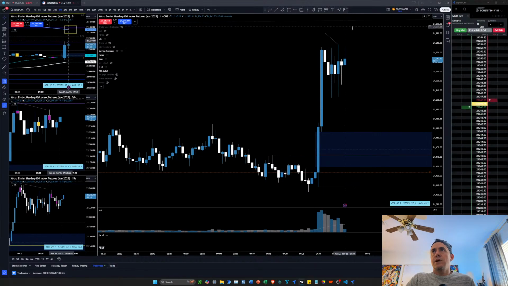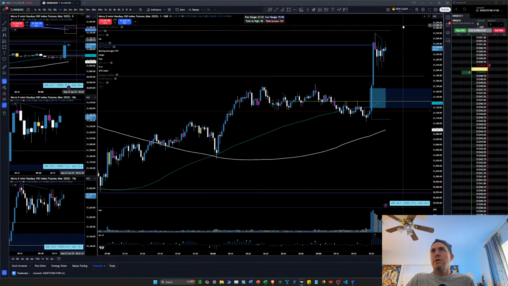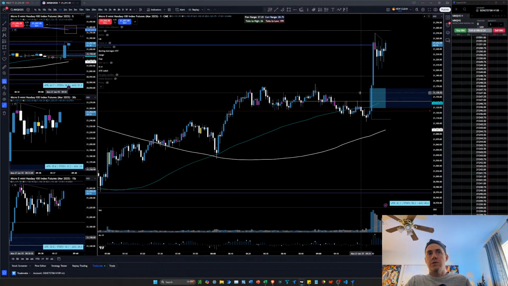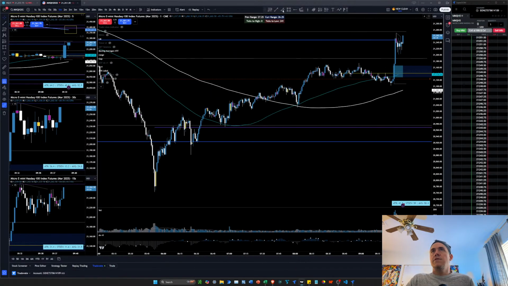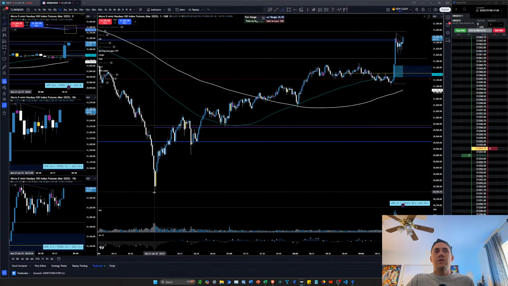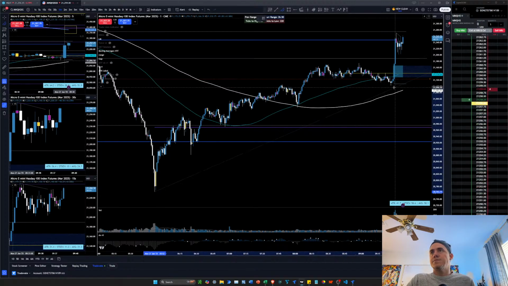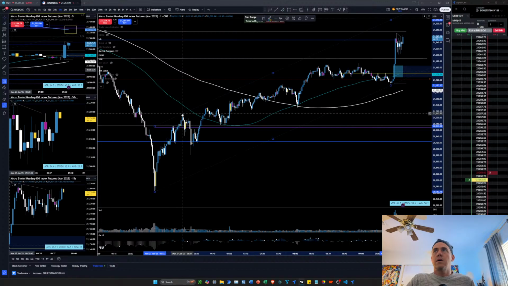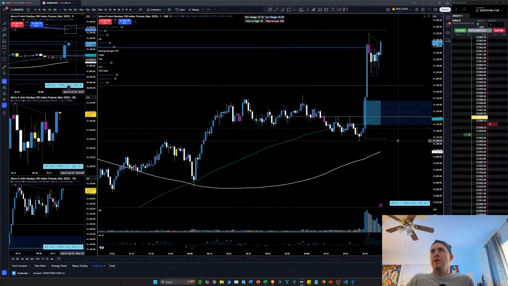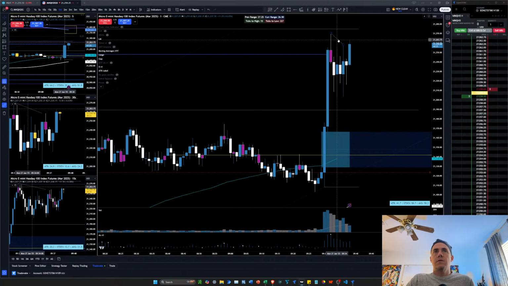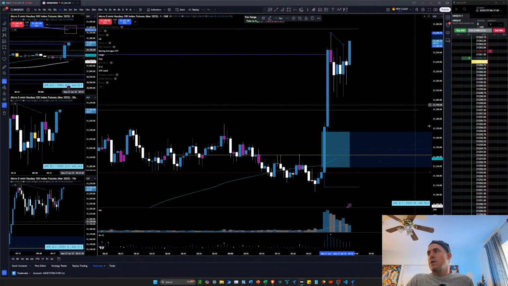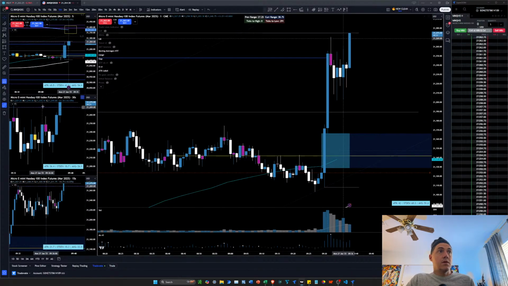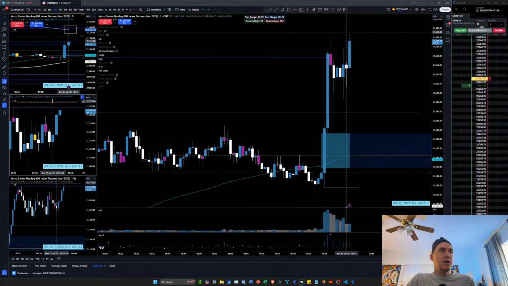Nice buy side liquidity up here. Probably don't need any of these trend channels. Definitely want to have this channel on. So who knows what the market wants to do after that overnight sell-off. It's very unclear.